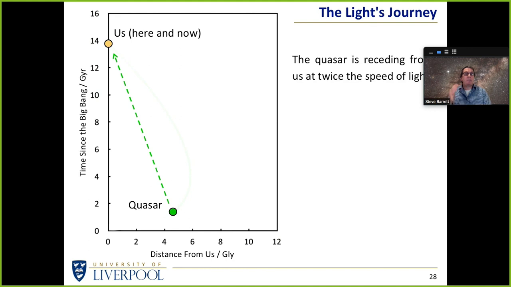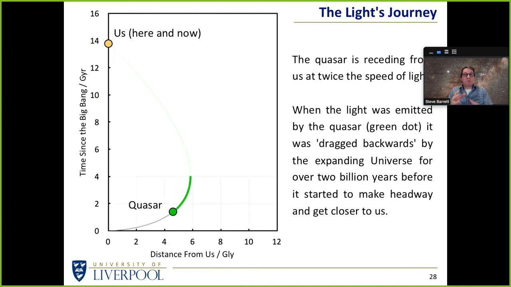In fact, what's happening is that the light is trying to make its way to Earth, but the expanding universe is expanding faster than it can travel, and the light is actually getting dragged backwards. The light starts at something like 4.5 billion light years away from us, but for the next few billion years, the light is even further away from us. Even though the light is trying to travel towards us, the expansion of the universe is dragging it backwards.